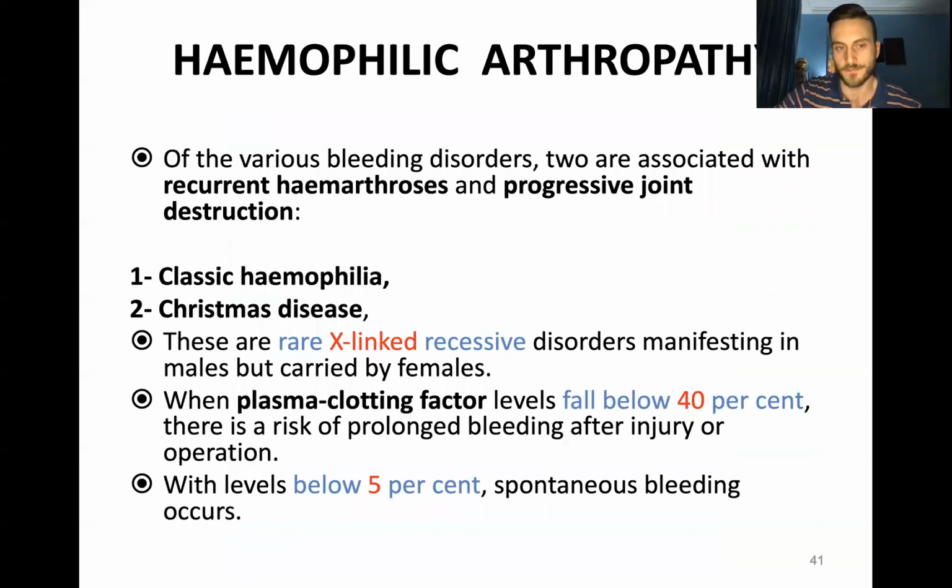Hemophilic arthropathy. In hemophilia, you have Christmas disease, it's called. It's a rare X-linked recessive disorder. Usually these patients bleed very easily. And if they are bleeding inside the joint, they will present with limping, unable to bear weight, swelling, and pain.